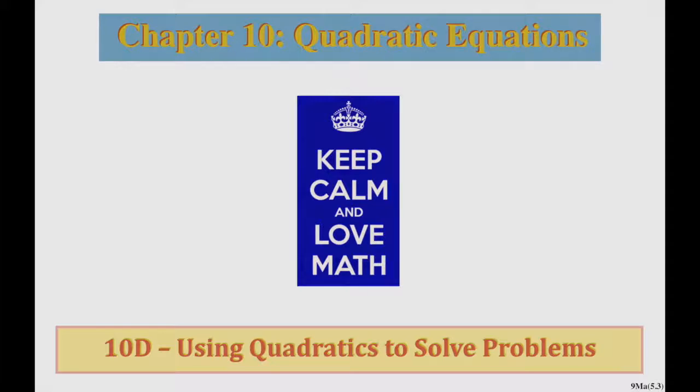Today we're going to be continuing with our quadratics, and we're going to be using them to solve problems, so let's get into it. Now, today's questions will be word problems. So when we're dealing with word problems, we need to have a strategy. Step 1, when you have something you're trying to find, we're going to let it be called x.